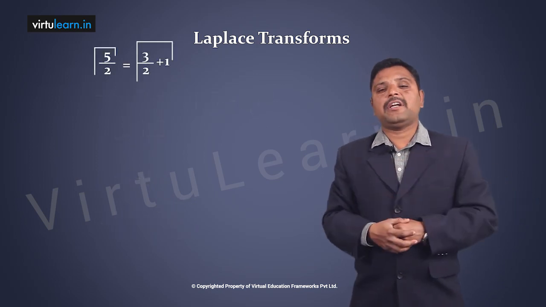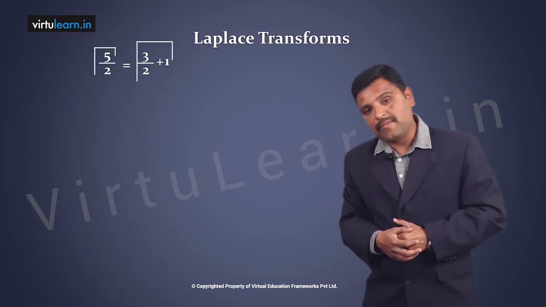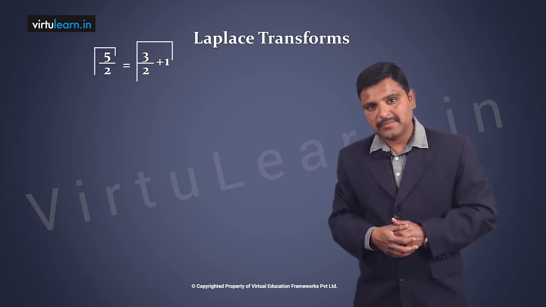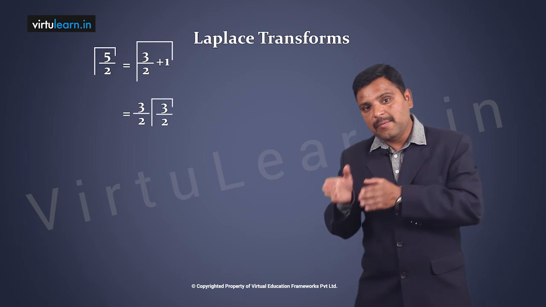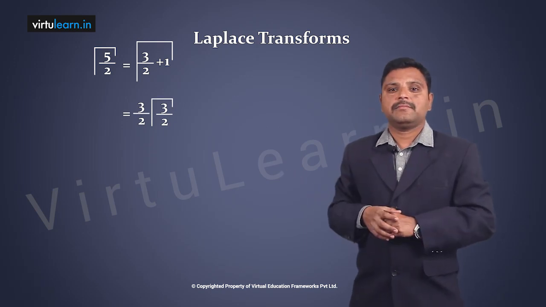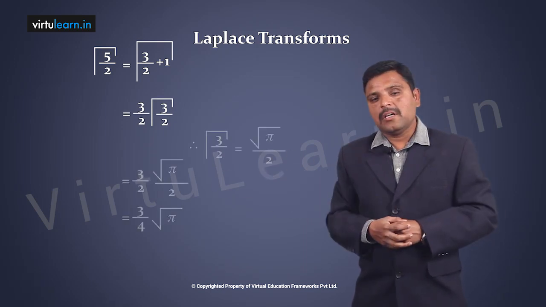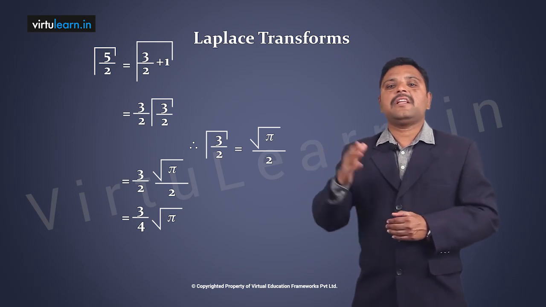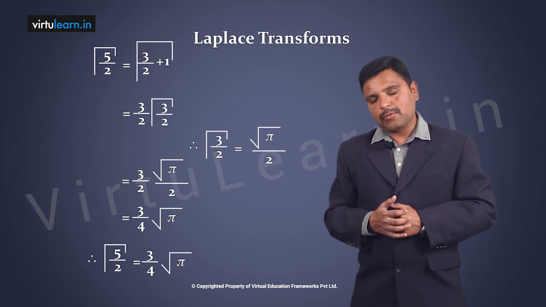Similarly, we can calculate gamma 5 by 2. Gamma 5 by 2 can be written as gamma of 3 by 2 plus 1, which means 3 by 2 into gamma 3 by 2. Gamma 3 by 2, already calculated, is square root of pi by 2, so we get 3 by 4 square root of pi.